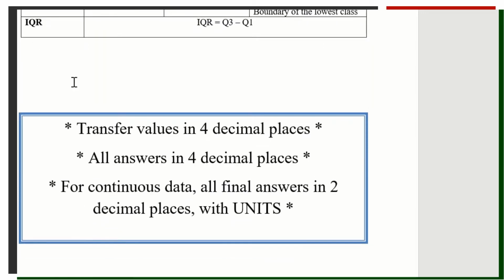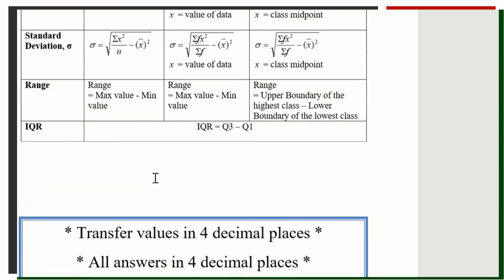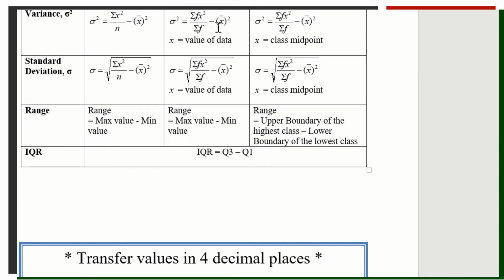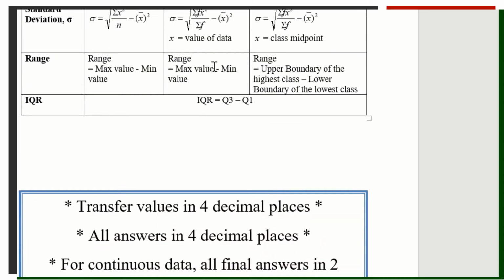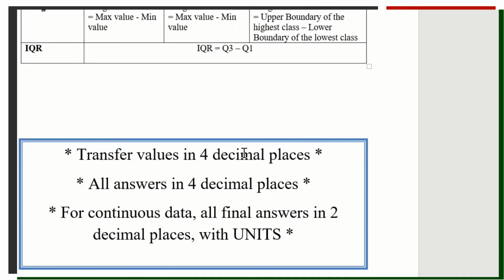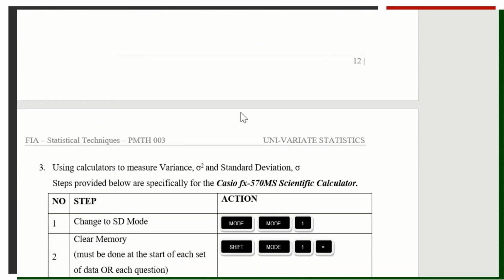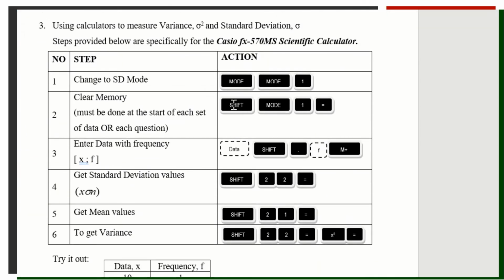These are the same rules. When you transfer values, you transfer in 4 dp. What does it mean by transfer? You put the mean value inside here, you transfer in 4 decimal places. All answers in 4 decimal places if they don't give you a story. If there are units, 2 decimal places. Wherever required, you need to round off, following normal rounding rules. The only new difference is you're going to be using your calculators to calculate your mean and standard deviation.